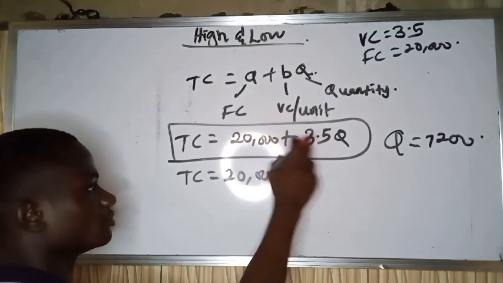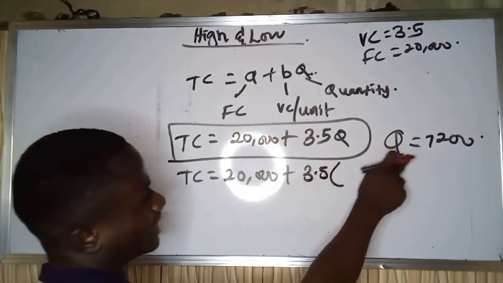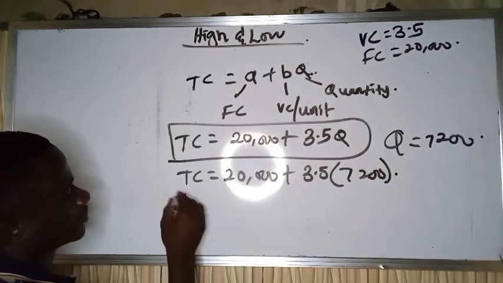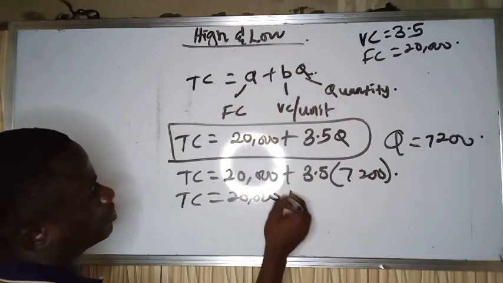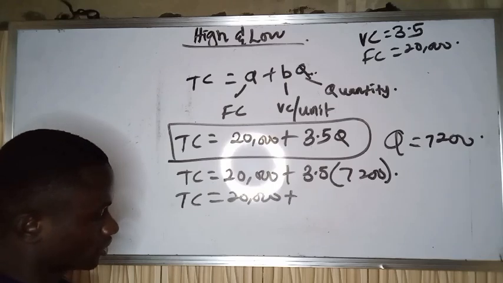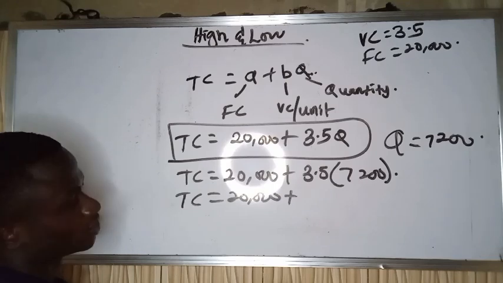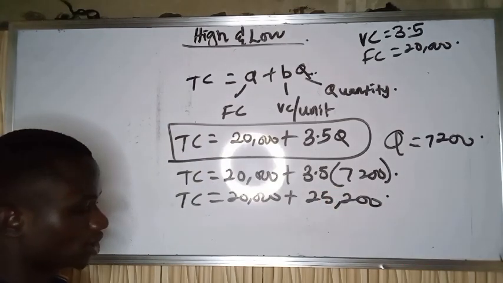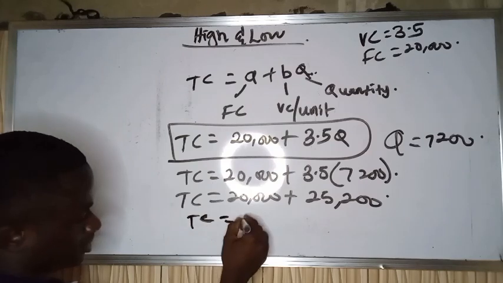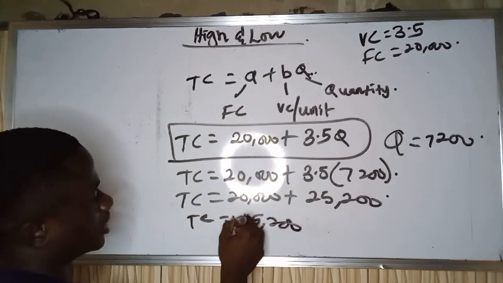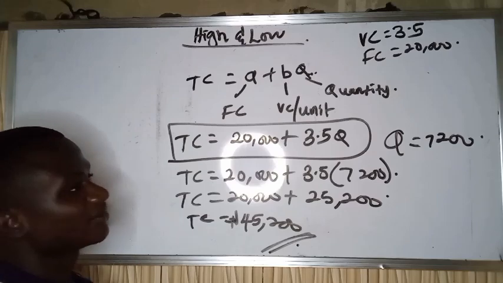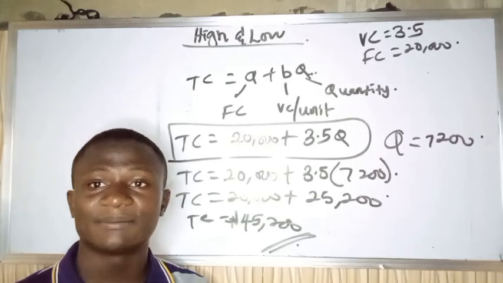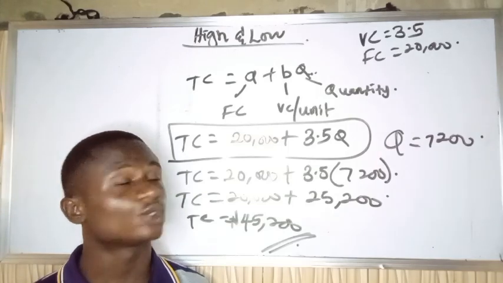So my total cost will be fixed cost, which does not change for this question, 20,000 plus how much is my variable cost per unit? 3.5 multiplied by how many quantities do I want to produce? 7,200. So my total cost will be 20,000 plus 3.5 times 7,200 units, which is 25,200. So 25,200 plus 20,000 will give me 45,200. So that means that the total cost of producing 7,200 units is 45,200.